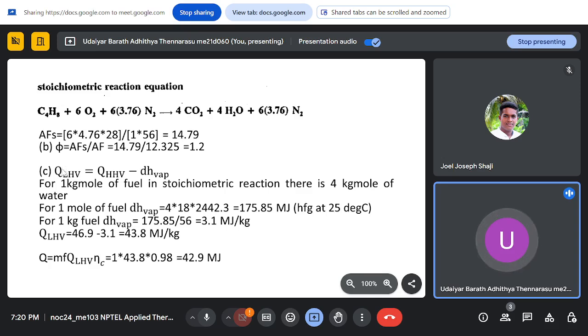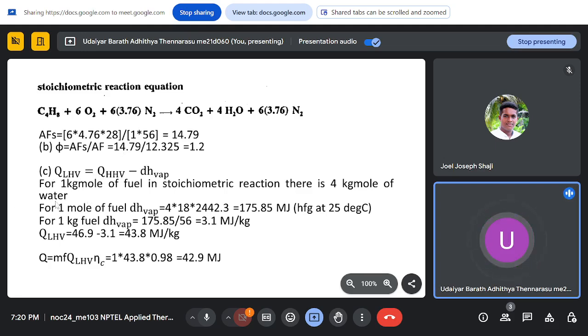So next is to find out your lower heating value. So the lower heating value is nothing but your higher heating value minus the latent heat of water. If you are condensing the water, that amount of heat is also added, and that gives you the higher heating value. So QLHV, the lower heating value, is the higher heating value minus the latent heat of water. So for 1 kg mole of fuel in the stoichiometric reaction, there are 4 kg mole of water. So for the higher heating value and lower heating value, we will use the stoichiometric reaction.